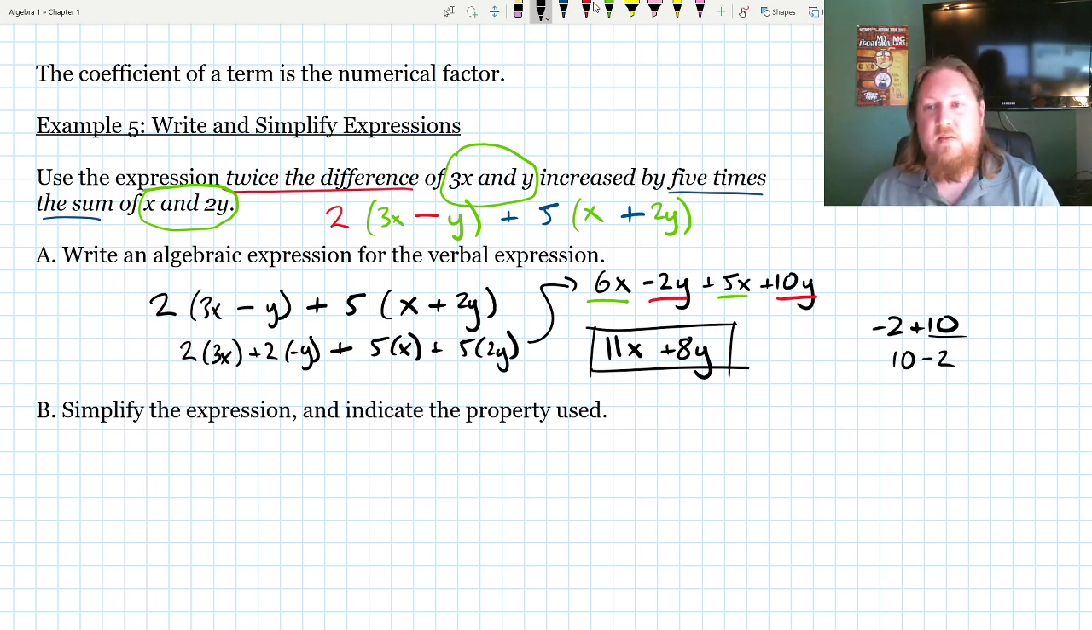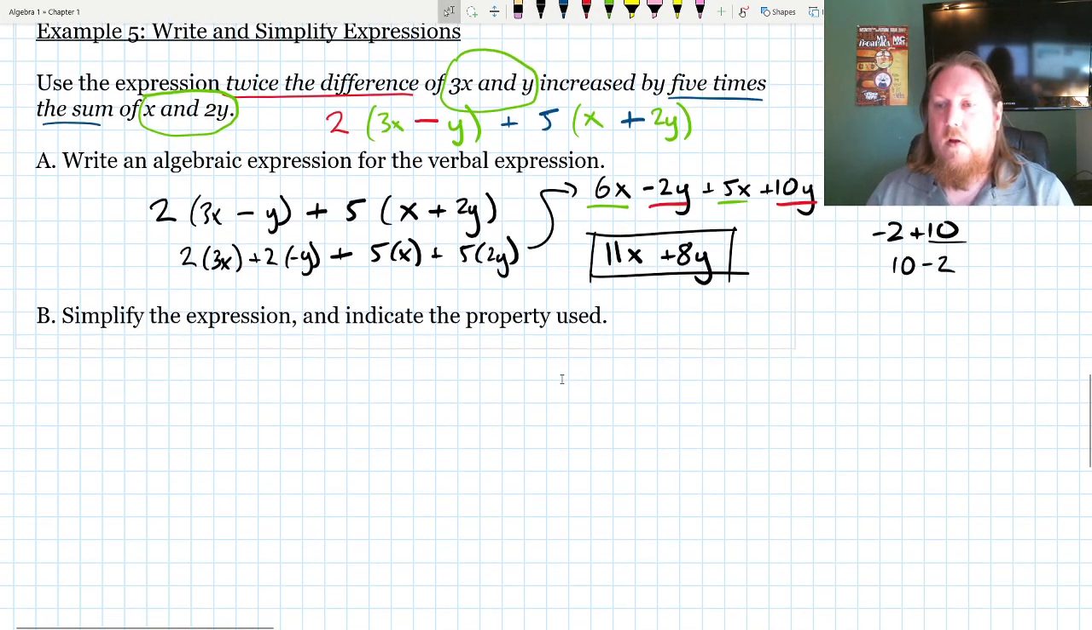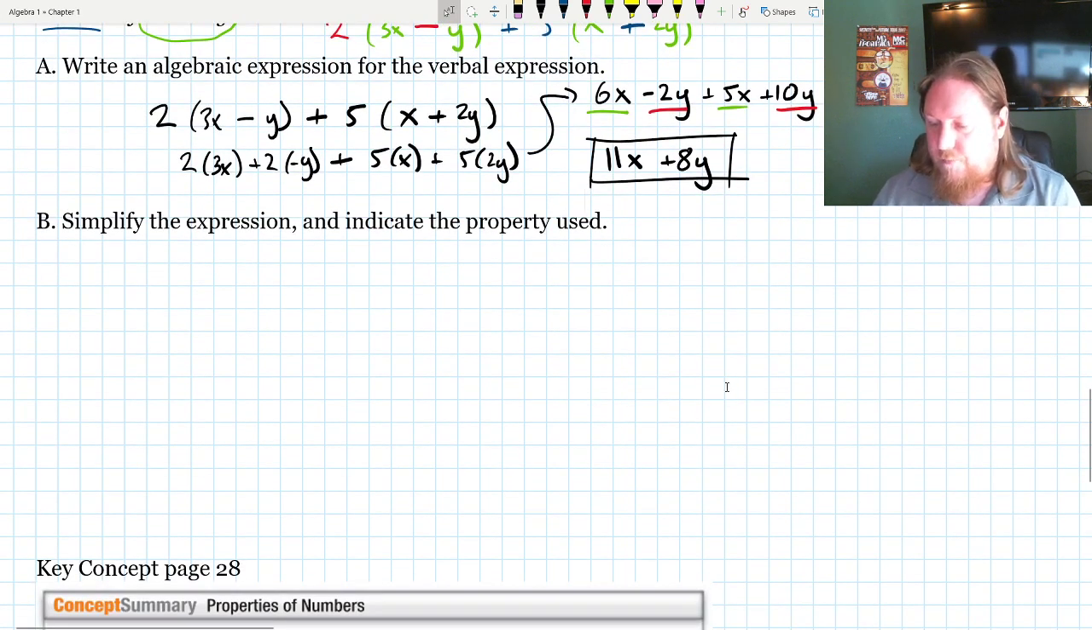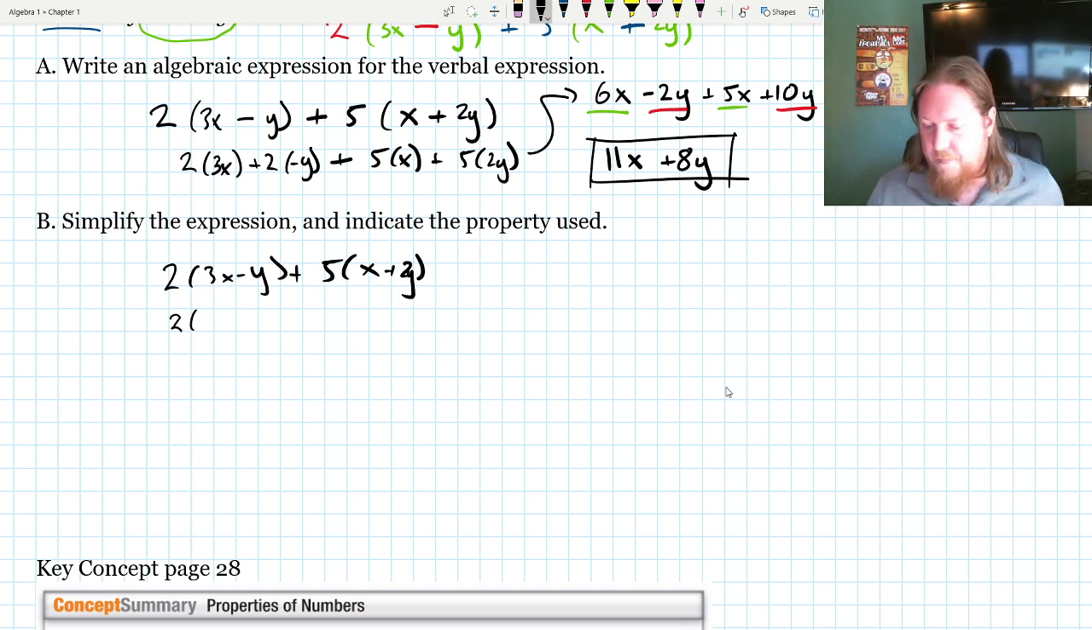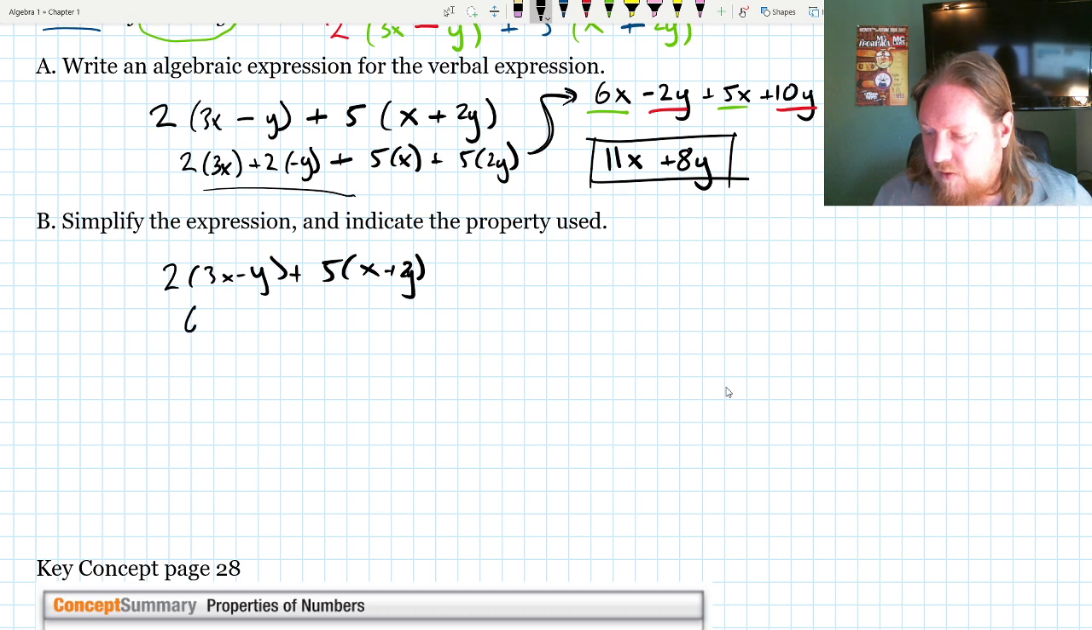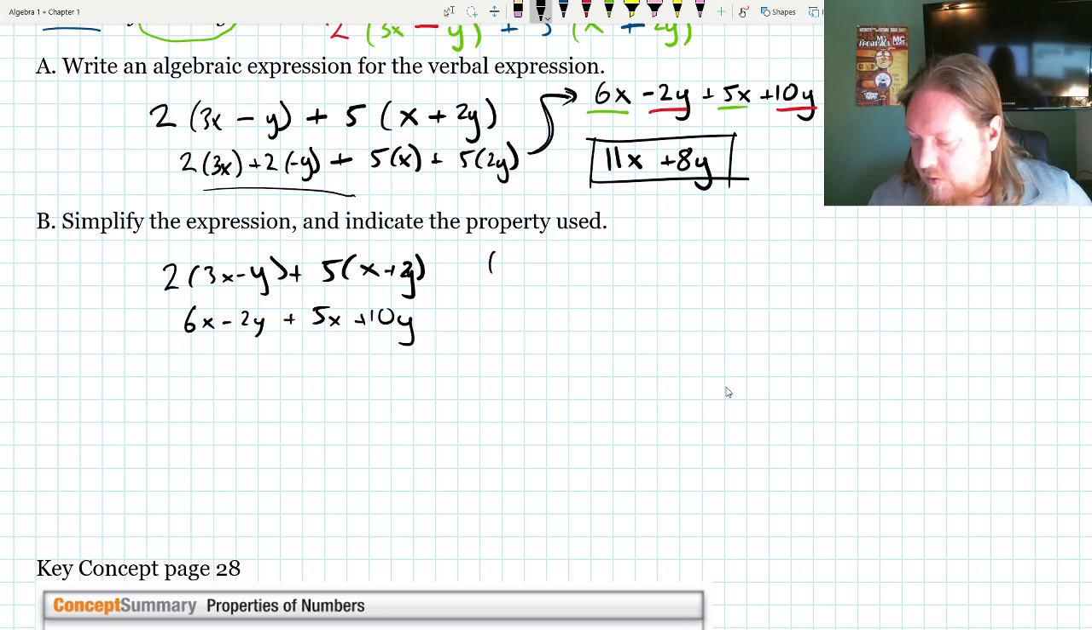Oh shoot, I was supposed to simplify it on another problem and indicate the property used each time. Well, let me do that again here real quick. Here, let's do y, and then we use the distributive property. You know what I'm going to do? I'm going to cheat, and from this example over to here, since I've already done it, I know what it's supposed to look like. I'm just going to jump down to 6x minus 2y plus 5x plus 10y. And so this was the given.